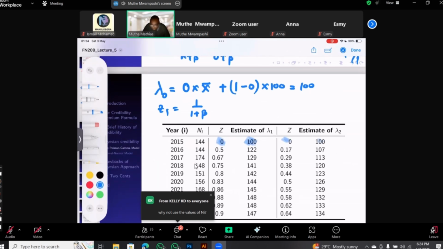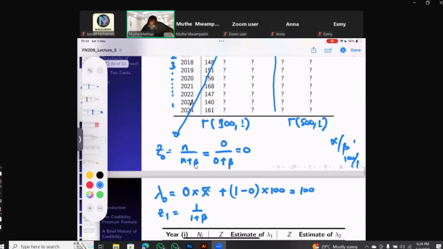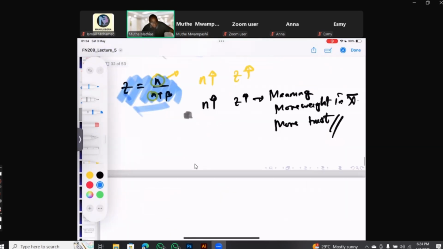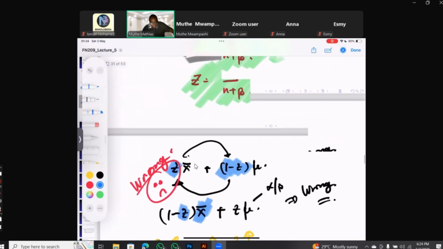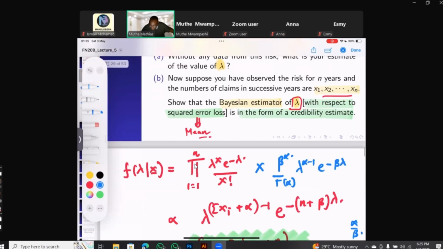Why not use the value of N_i? No, N_i is actually what we are trying to estimate in this case. Kwa sababu n ni x's. Si ndio? N ni the number of claims. Si ndio? The number of claims.